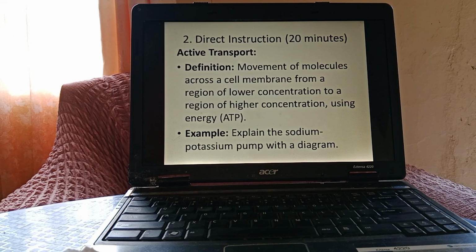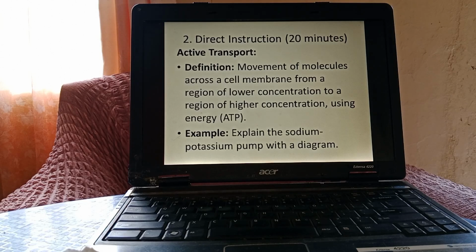Active transport definition: movement of molecules across a cell membrane from a region of lower concentration to a region of higher concentration using energy in the form of ATP. So you give an example, the sodium-potassium pump, with a diagram.